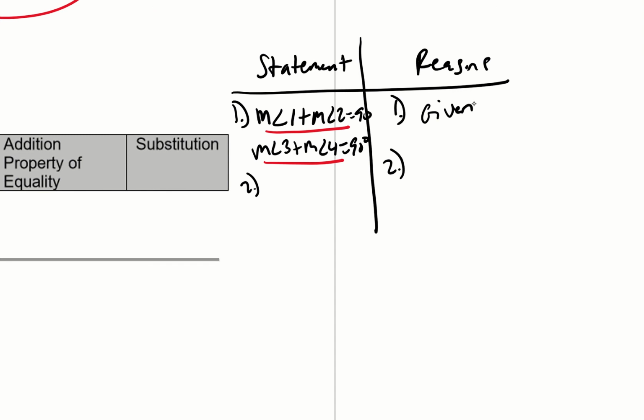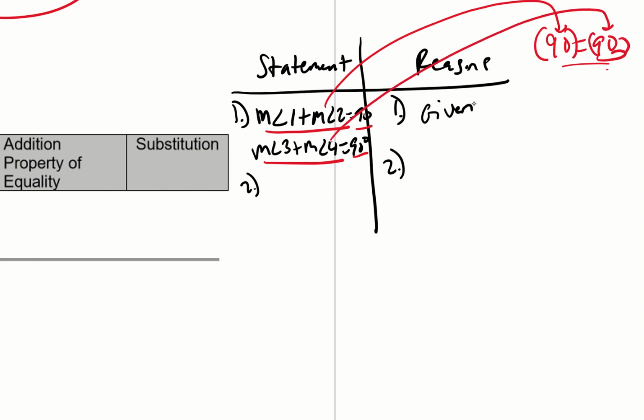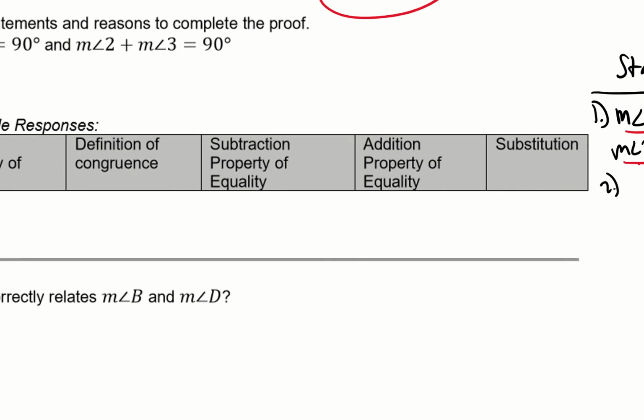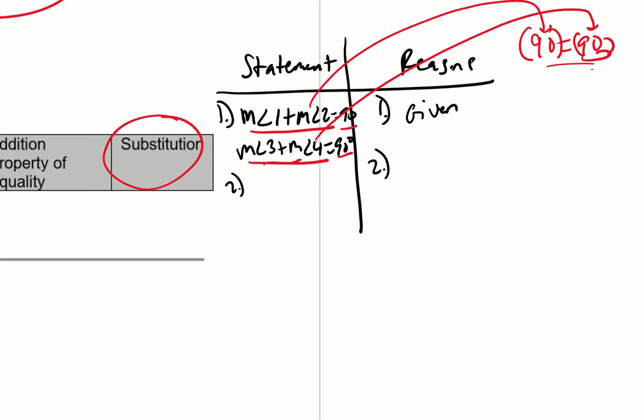Since we know that 90 is equal to 90, because 90 is equal to itself, right? Then that means angle 1, so we can do a substitution and replace this with angle 1 plus angle 2. And then similarly, we can replace that 90 with angle 3 plus angle 4. So this could be referred to as a transitive property or a substitution property. Now, in this case, we don't have a transitive property, so we'll use substitution. And we'll just say that we substituted in for these numbers.